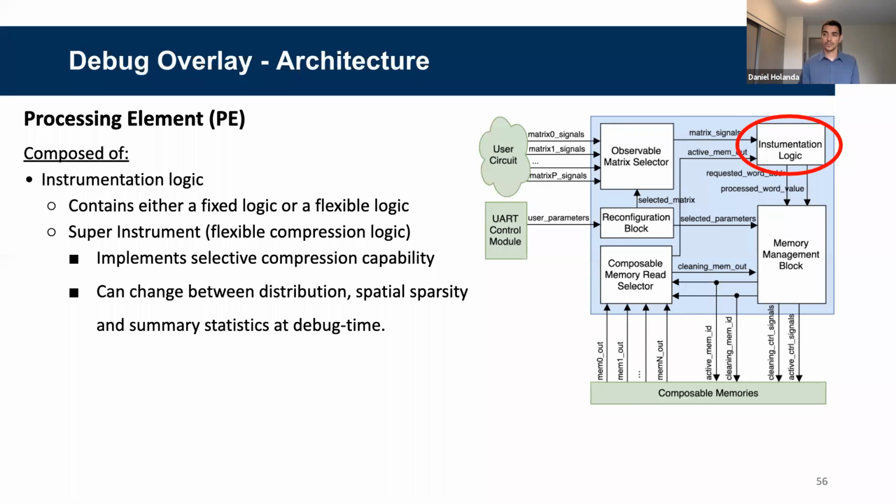However, a flexible logic can actually do many things, and we call our flexible logic a super instrument. This is basically what allows us to implement the selective compression capability I mentioned earlier. The super instrument here can change between distribution, spatial sparsity, and summary statistics at debug time.